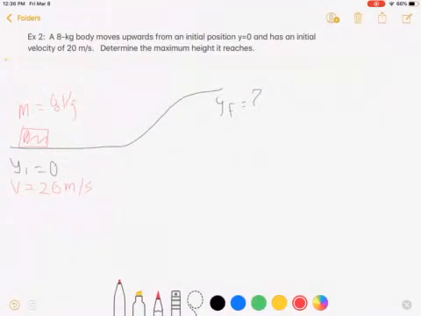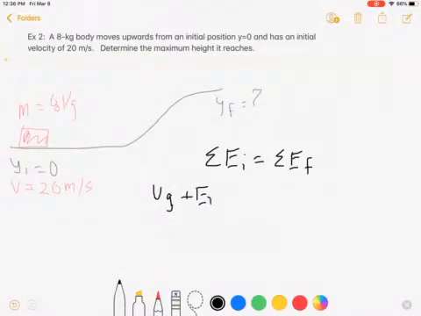Here we're going to start off with the conservation of energy. So the initial energy must be equal to the sum of the final energies. We have our equation: initial potential plus initial kinetic is equal to final potential plus final kinetic plus heat.